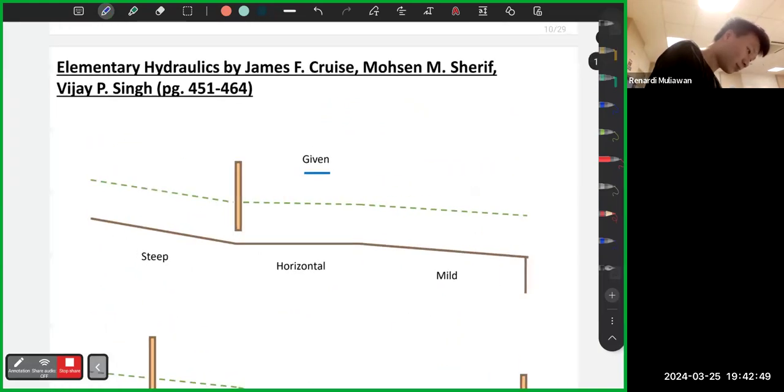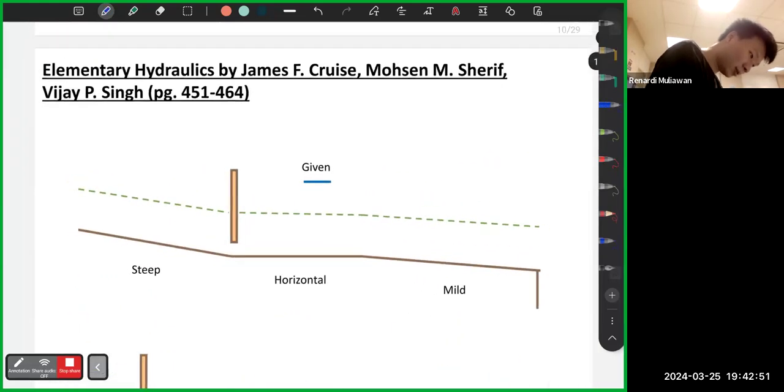So imagine like this. You have steep, horizontal, and mild slope. Assume this is the YC. For a steep slope, YN is below YC. For a horizontal slope, there's no YN. For a mild slope, the YN is above YC.